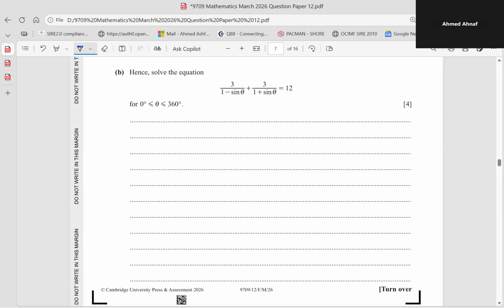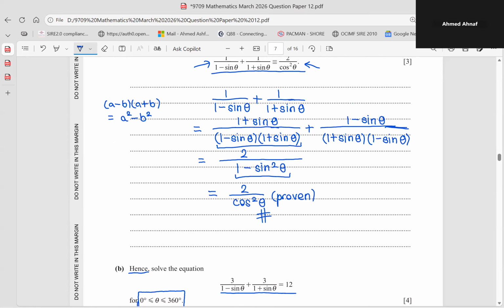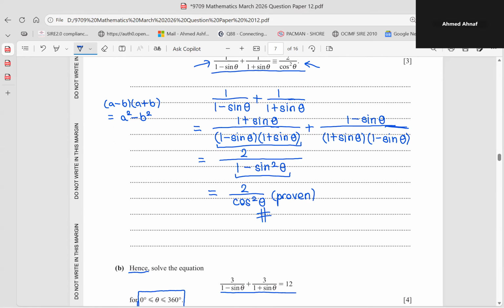Okay, so for this part, we are given the keyword "hence". That means we need to use the result from the previous part to solve this equation for this domain of theta between 0 degrees and 360 degrees. First things first, let's see what is similar between this equation and the identity that we proved in the previous part.